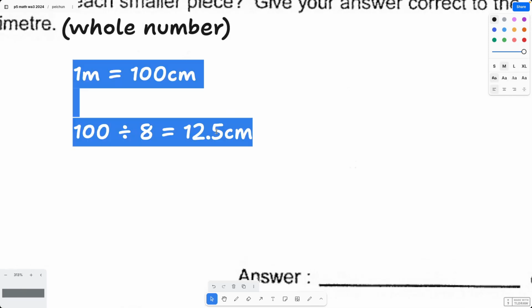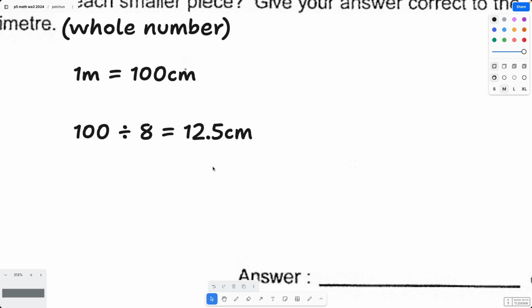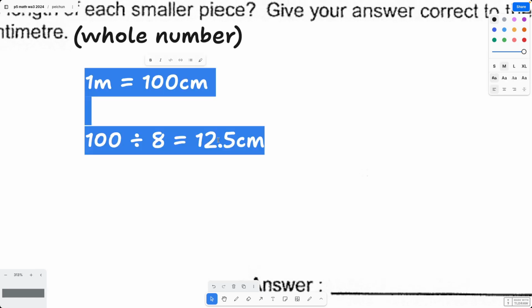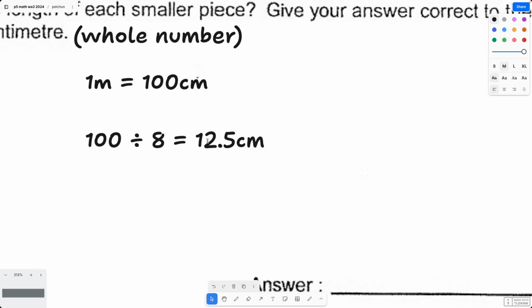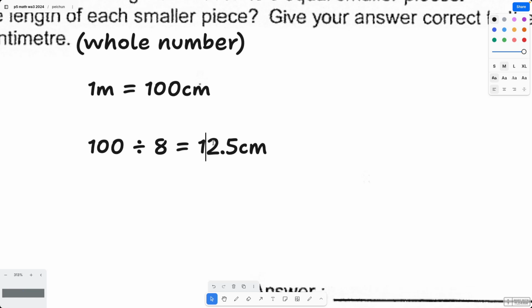So we need to see 12.5. So the whole number is 12 over here, right? We need to make sure that this is rounded to the nearest whole number. Since the nearest whole number is basically the nearest ones, we look at the digit after: is it 5 or more? Yes, so we can round up.